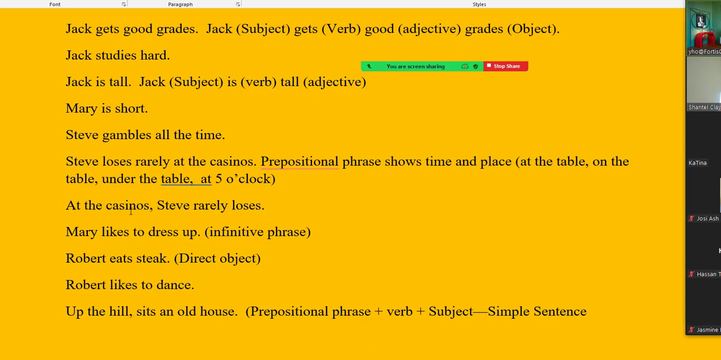And when the prepositional phrase is at the beginning of the sentence, you need a comma. Oh, that will be on your quiz. So, at the casinos, comma, Steve rarely loses. Just like you would say, Steve rarely loses at the casinos. But if the prepositional phrase comes at the end of the sentence, you do not need a comma.